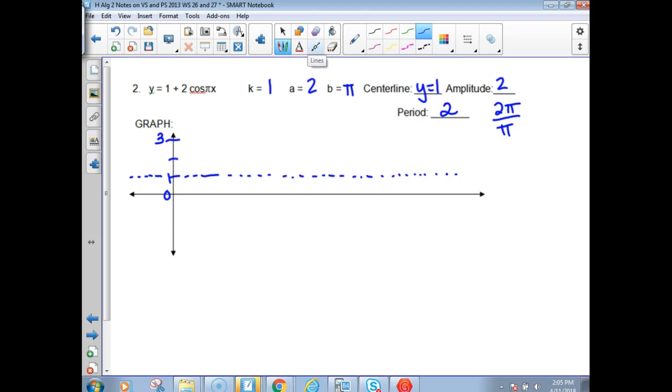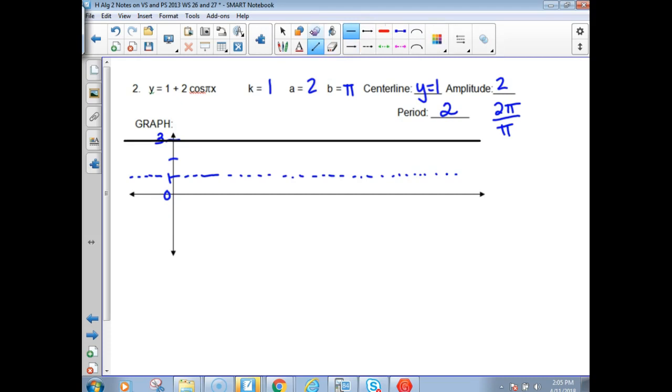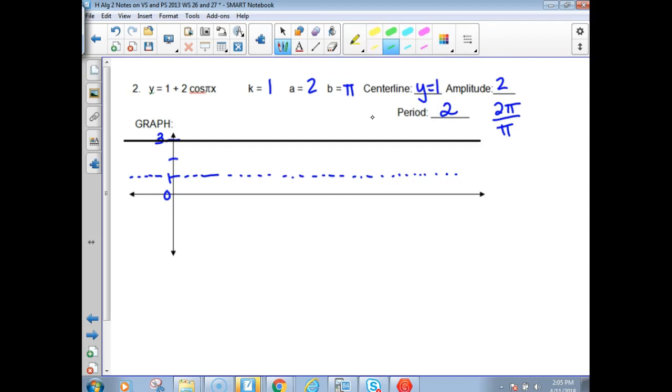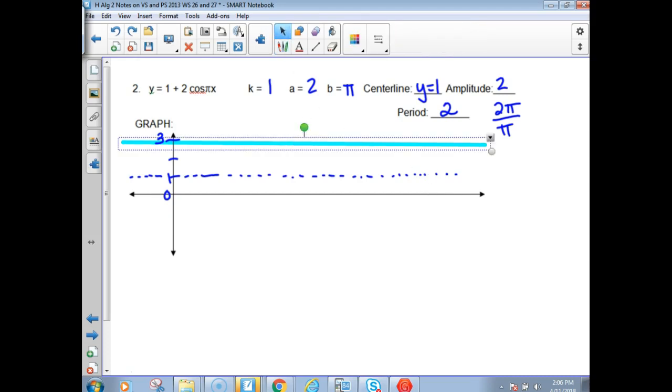Your graph is actually staying between here, and then I'll go down. Now, I just made a solid line. It's not really supposed to be a solid line. I just did it because it was really easy to get a nice straight one. Actually, you know what I'll do? I'll do it in highlighter.